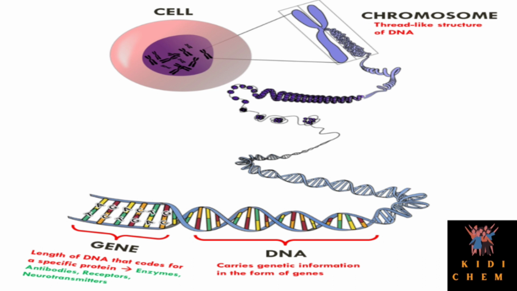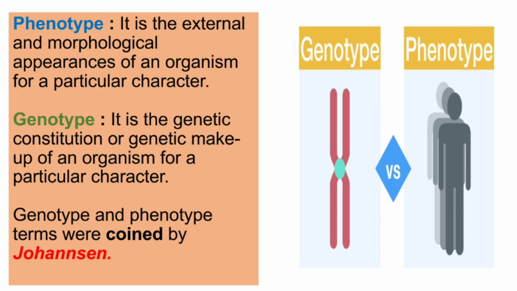To understand more, let's read out the terms phenotype and genotype. Phenotype is the external and morphological appearance of an organism for a particular character, which means physically or morphologically you may resemble your parent. These are observable characters of an organism.